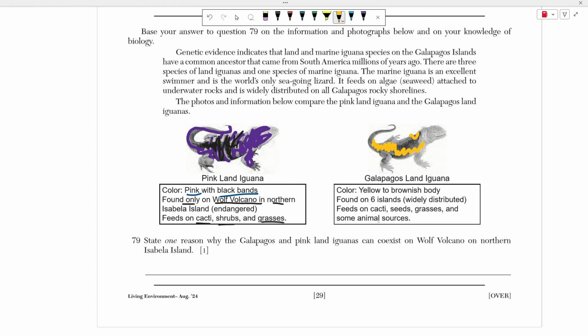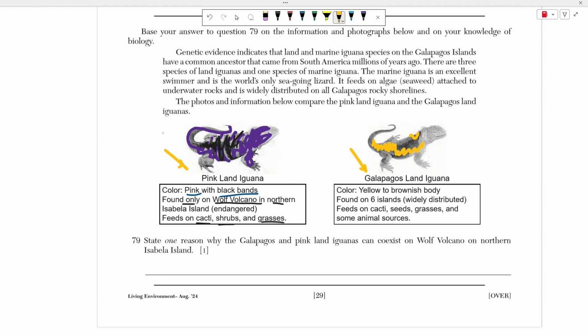So why can the pink land iguanas coexist with the Galapagos land iguana, right? So here, this is the Galapagos land iguana, this is the pink land iguana. Why can they coexist? Well, usually animals coexist when they don't share resources, right? The whole reason why some animals can't coexist with each other is because they compete for the same resources and they fill the same niche. If 2 animals do not fill the same niche, then they can coexist with one another.